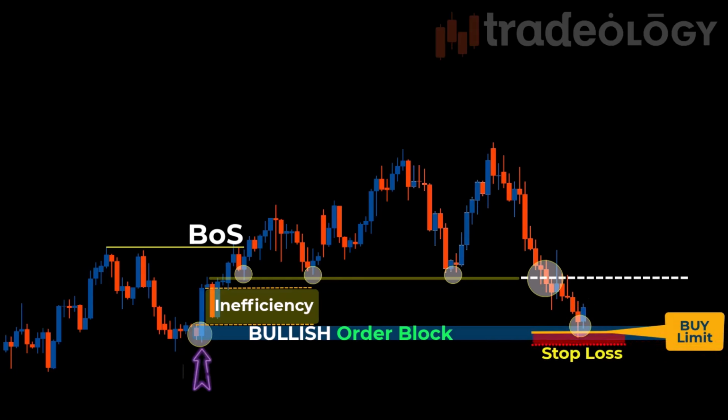Now set your stop loss just under the order block. Aim for a target 2 to 3 times bigger than your stop, or even lock profits back at the inducement zone. Result? Clean, high reward win.